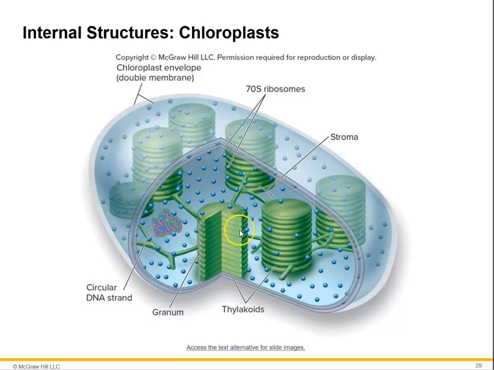Okay, so you can see the flattened sacs and the thylakoids, and you can see how they're stacked kind of like a tower of coins. Each stack is called a granum, plural grana.